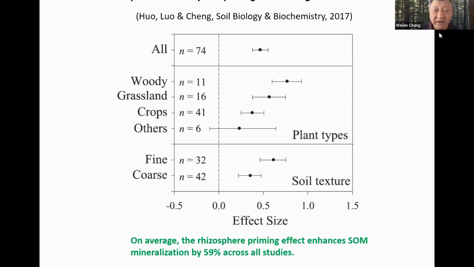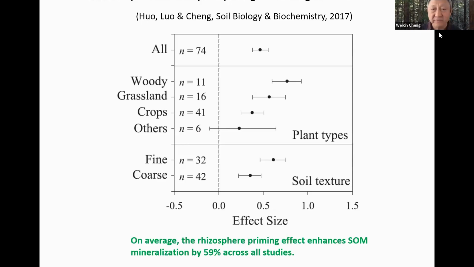So we've done a so-called meta-analysis, which is really we collected all the published results about priming effect. Then we collected all the measurements reporting the quantitative level of priming effect, mostly based on carbon decomposition. Then we analyzed whether there is any trend in the overall study of all published results. This is based on, I believe, 35 publications and close to 200 observations. Basically, the overall average of all reported results for carbon decomposition is about a 59% increase of soil organic matter decomposition because of the live roots effect.